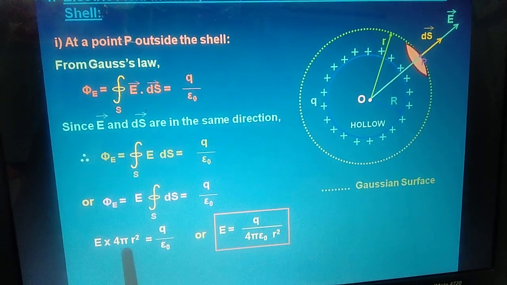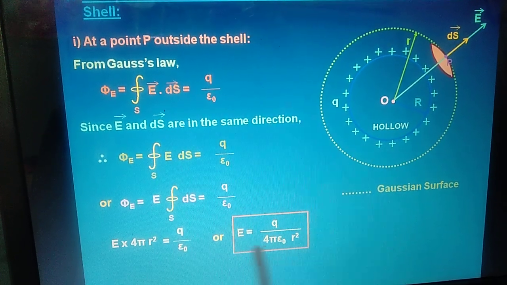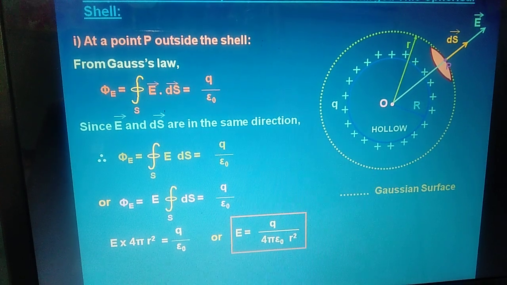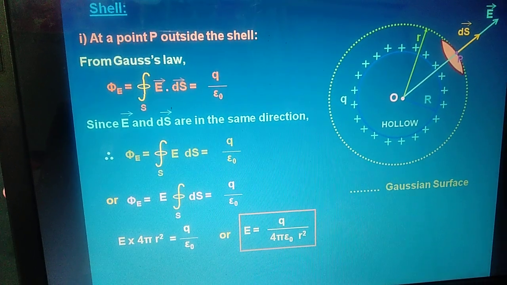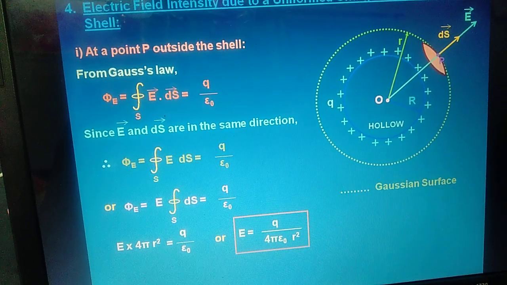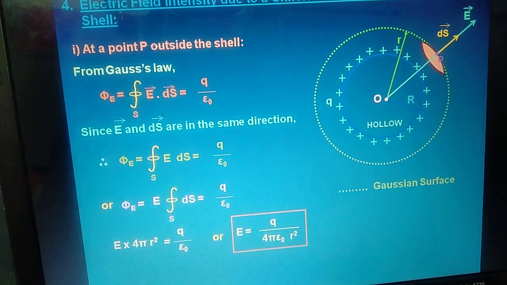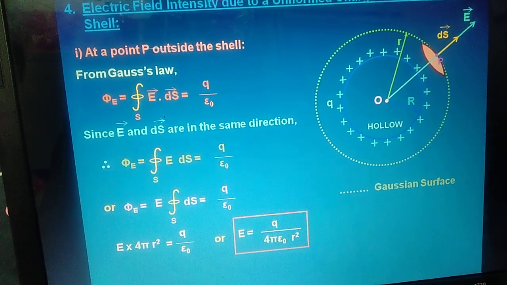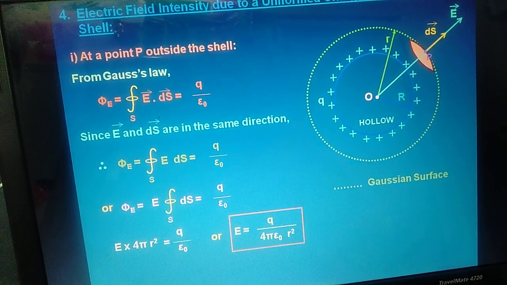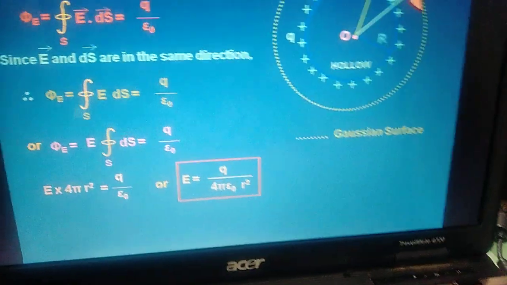E becomes equal to Q upon 4 pi epsilon naught r square, since 4 pi r square comes downward here. That is your relation. You can also replace Q in terms of sigma s. In the previous derivation we replaced Q by sigma s. Here also you can replace it, but for derivations it is not necessary. Leave it here. Don't confuse.